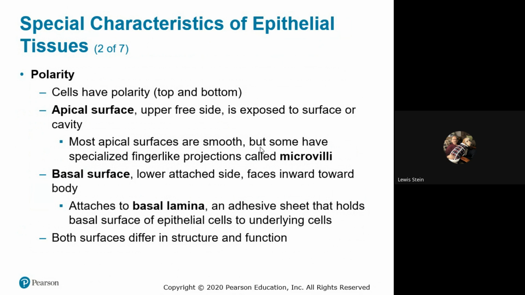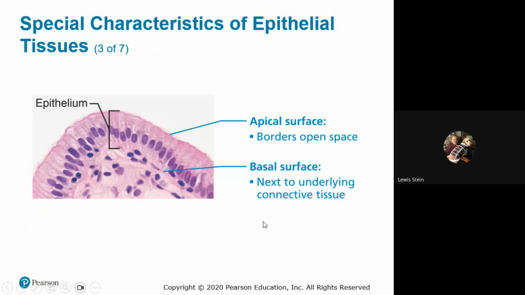It's a good thing. So here you have the basal surface, inward toward the body, deep. A lamina is an adhesive sheet. Its composition varies depending on where the structure is located. And that's what you see.